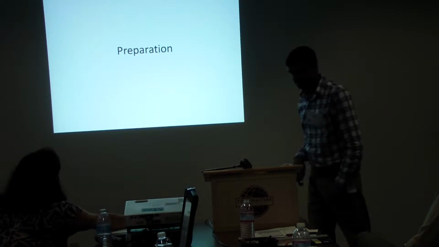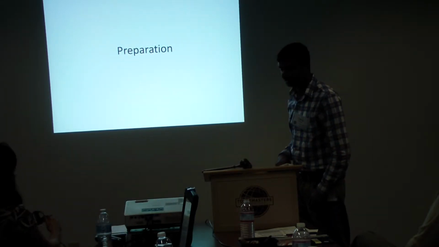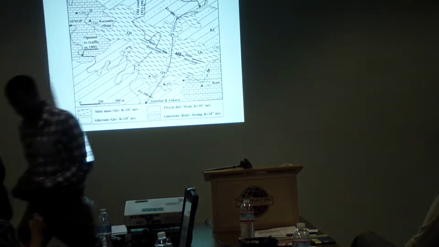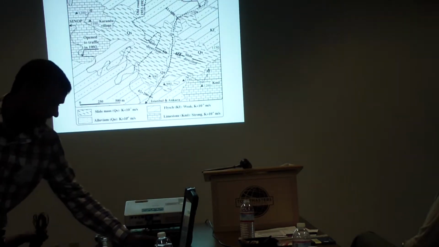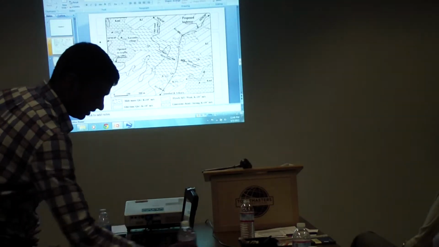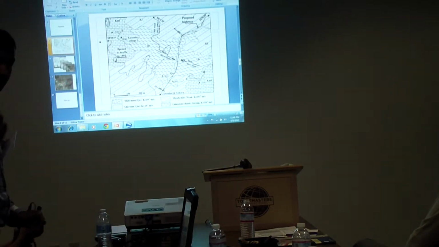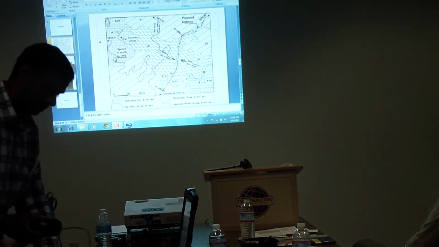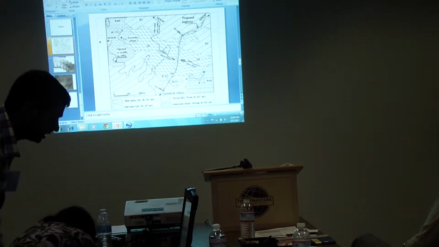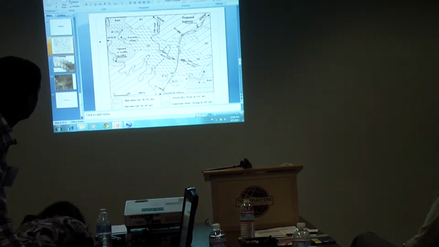How did I do this? And that's what I wanted to share with you guys. So what I did is, as you've seen, it's a PDF paper that I would receive, and from there I convert this into a Google Earth. So basically, what I did is I cut and paste this map.